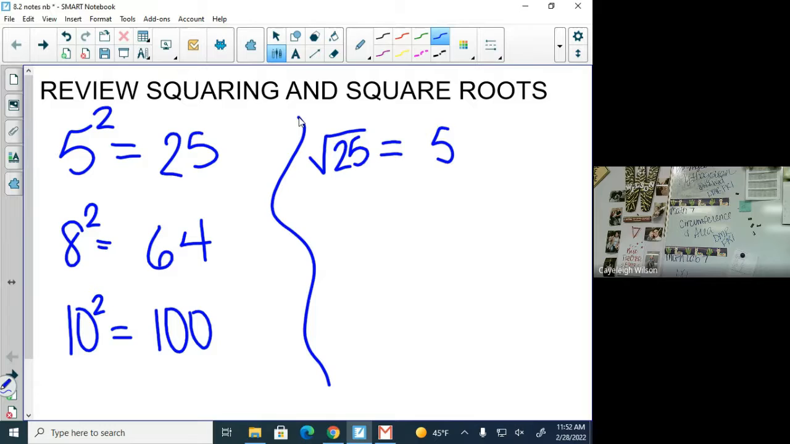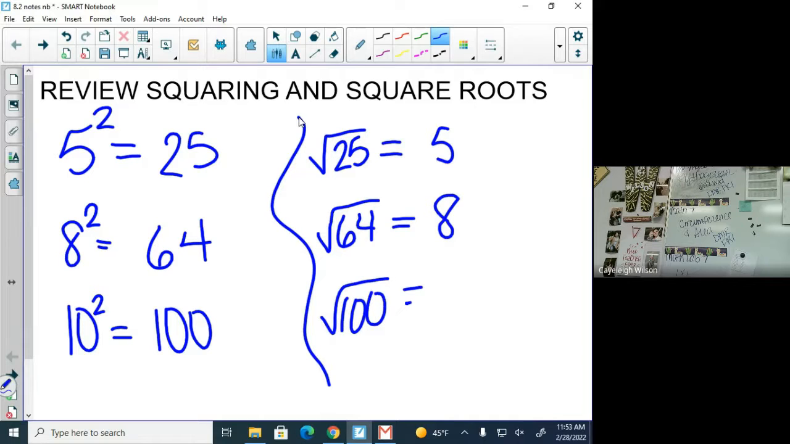Multiplication and division are opposites. Positive and negative are opposites. Squaring and square rooting are opposites. So if I square a number, 5 times 5 is 25. But if I square root a number, the square root of 25 is 5. The square root of 64 is 8, because 8 times 8 is 64. The square root of 100 is 10, because 10 times 10 is 100. All right, let's see if we can do some of these off our head.